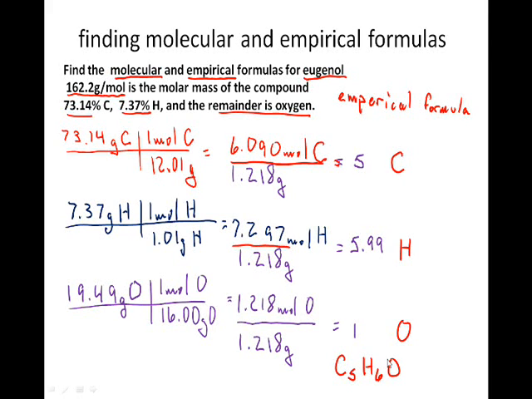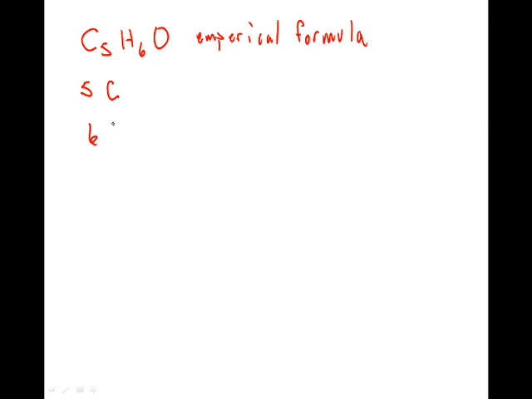So we're going to take this on to the next slide. We're going to write C5H6O. That is the empirical formula, the lowest whole number ratio. And let's just find the empirical formula mass. So we have 5 carbons, 6 hydrogens, and 1 oxygen.